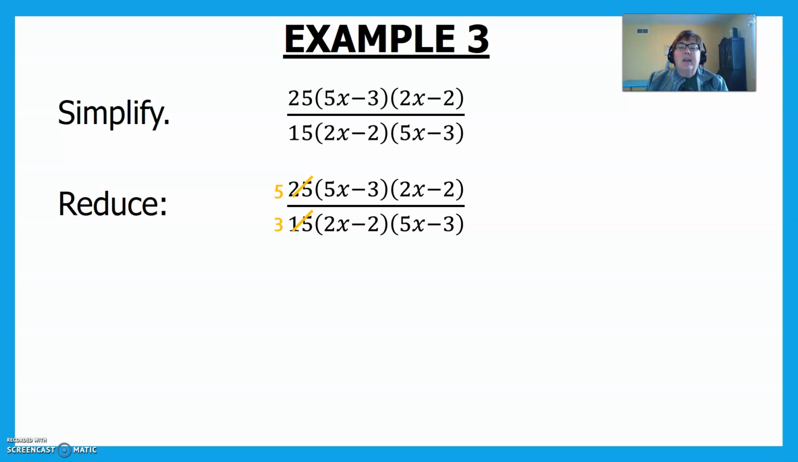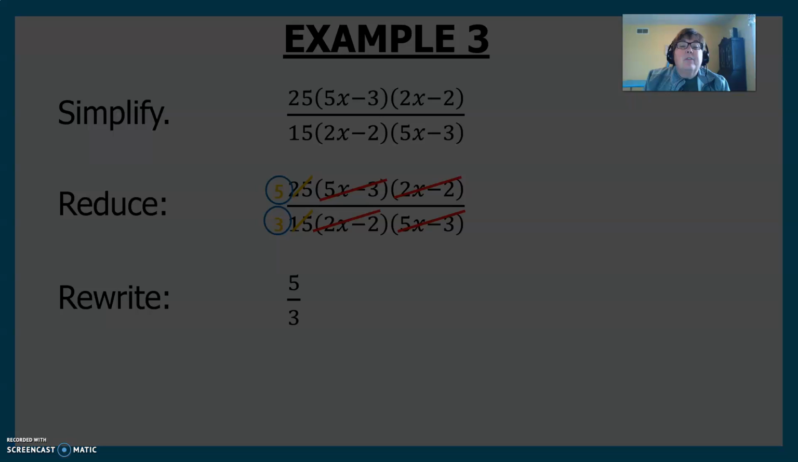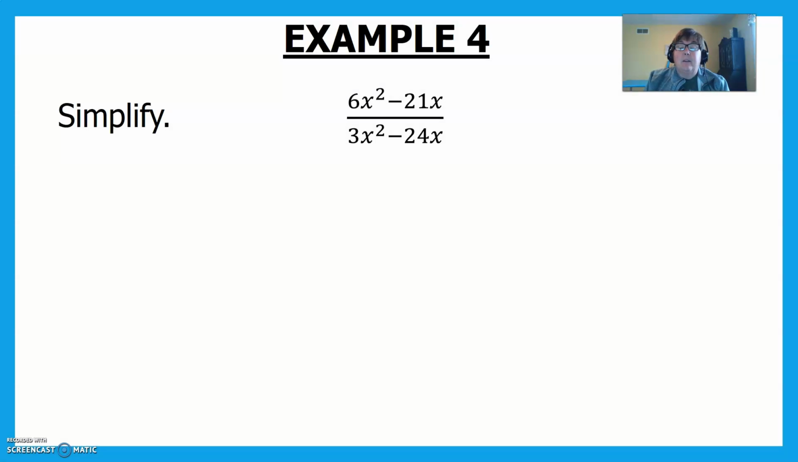Now, is there anything else that's the same on the top and the bottom? Well, it looks like there's a 5x minus 3 there and there. And there's also a 2x minus 2 there and there. And so those cancel as well. So I circle what I have left. I have a 5 on top and a 3 on bottom, and that's all I have left. So I rewrite what I have left, and it's just 5 over 3.